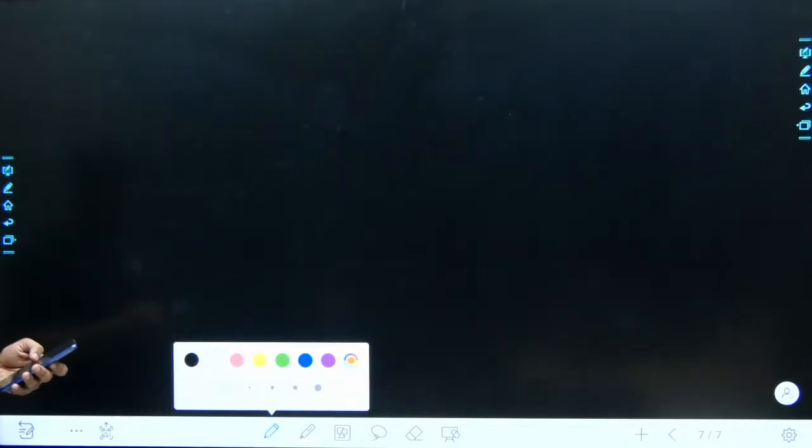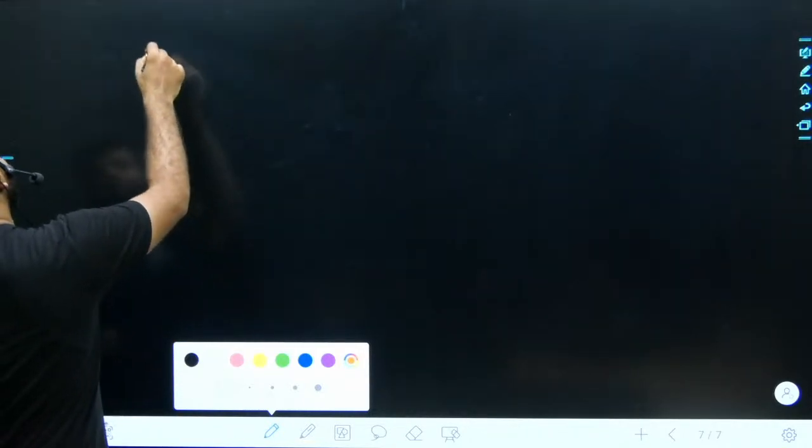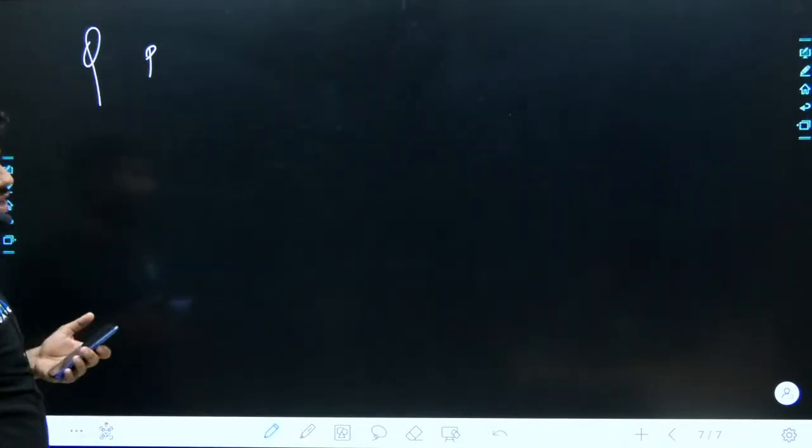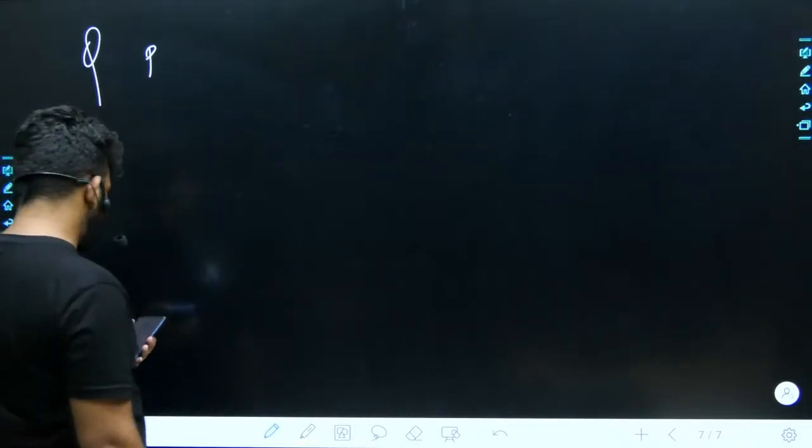So let's take the last question of the day. This is a question which was asked by IIT Roorkee. P denotes it is raining.